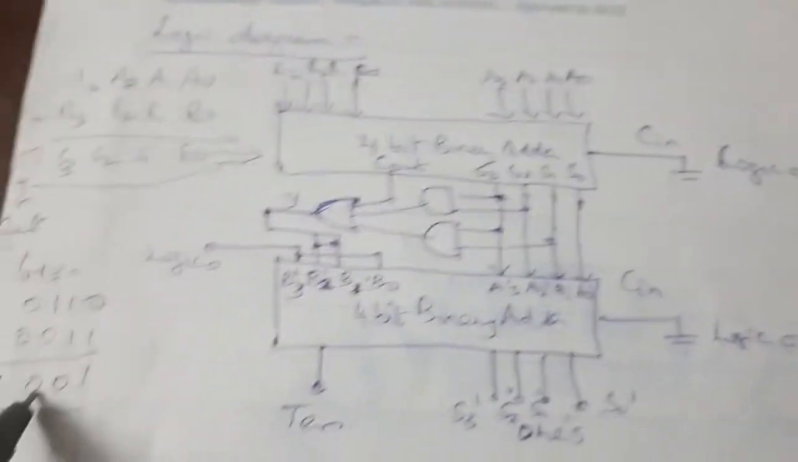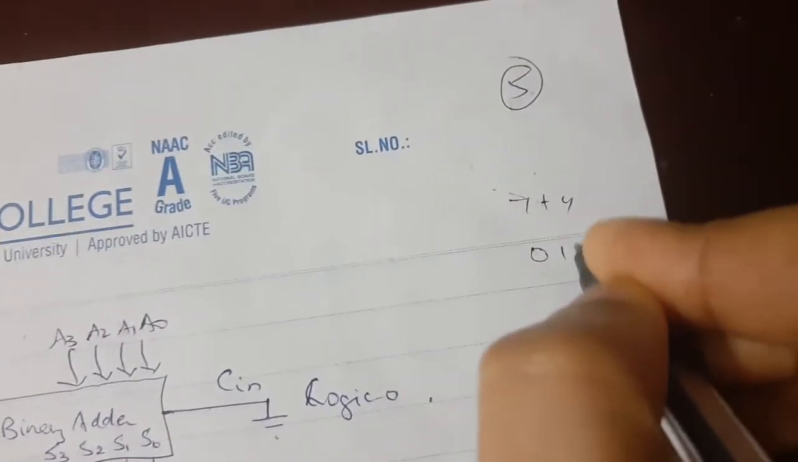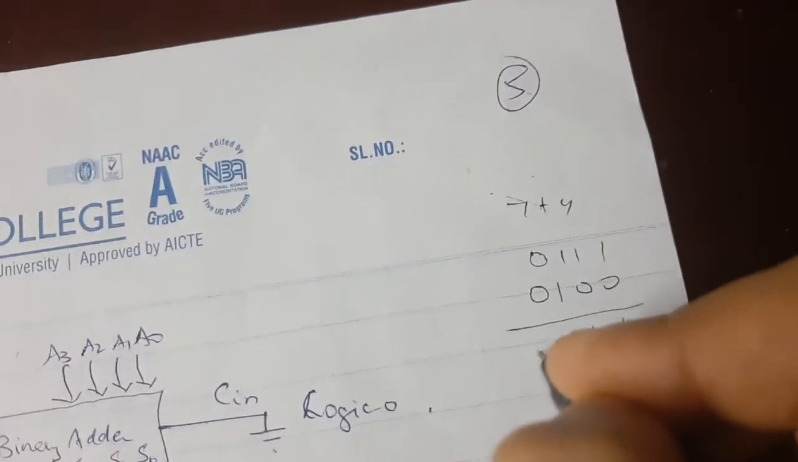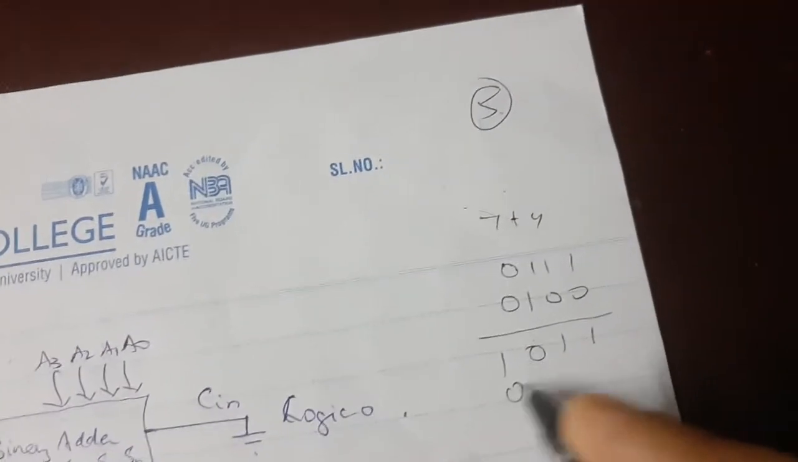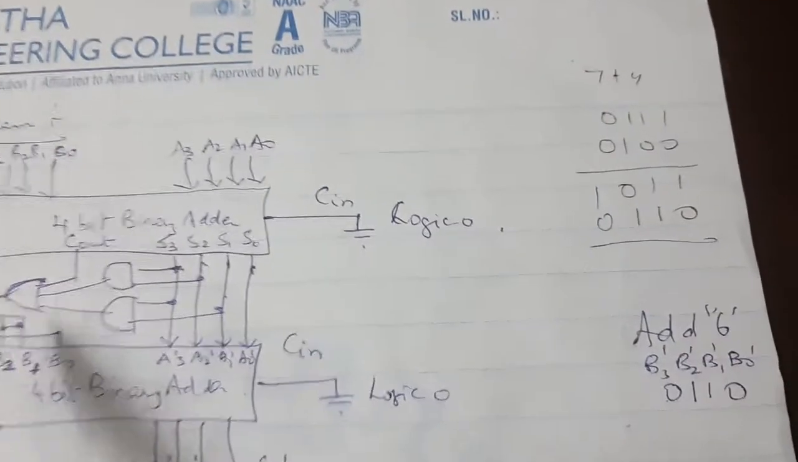Now, if you take the second operation 7 plus 4, 0, 1, 1, 0, 1, 0, 0. If you add this, it becomes an invalid code. If it is an invalid code, you have to add digit 6. So, that is being done here.